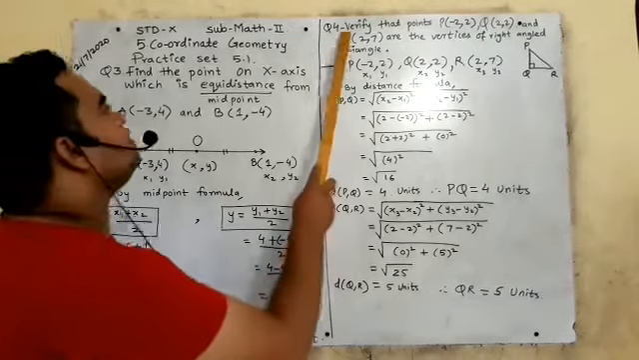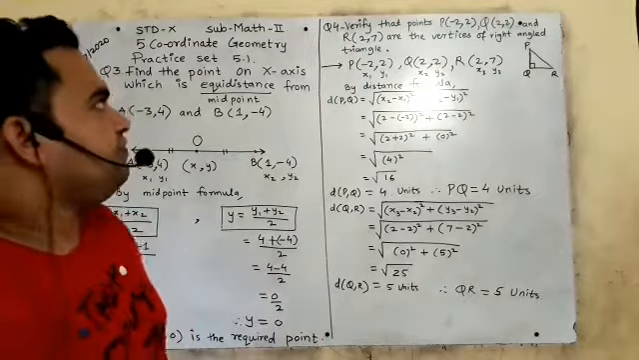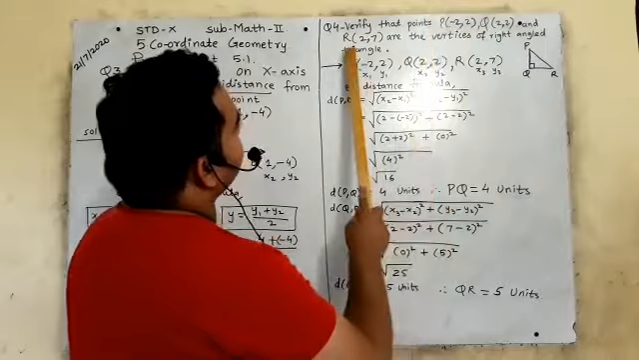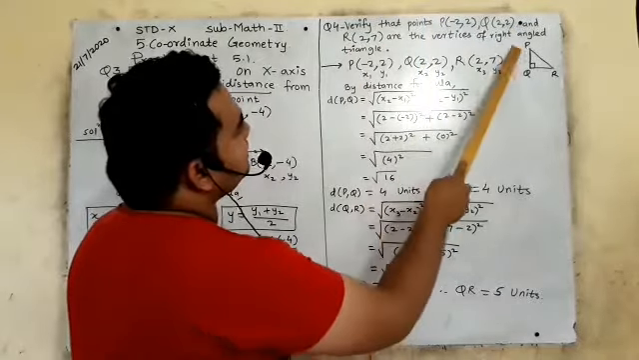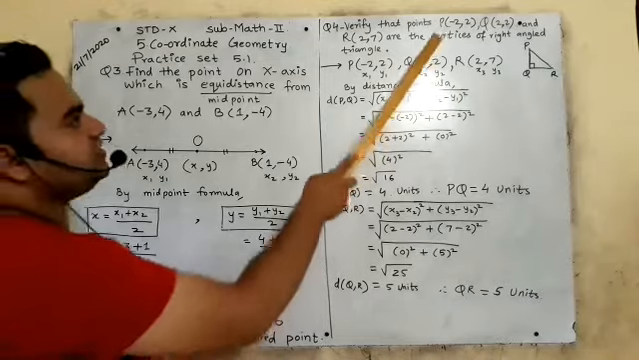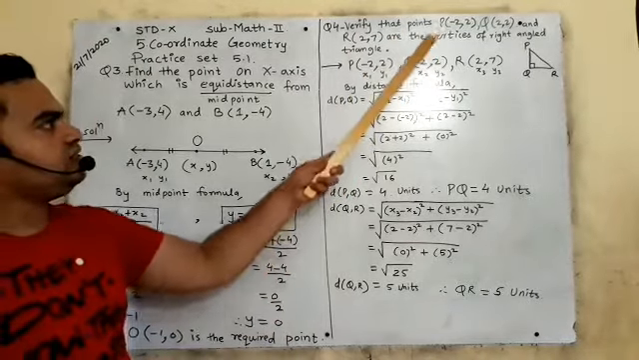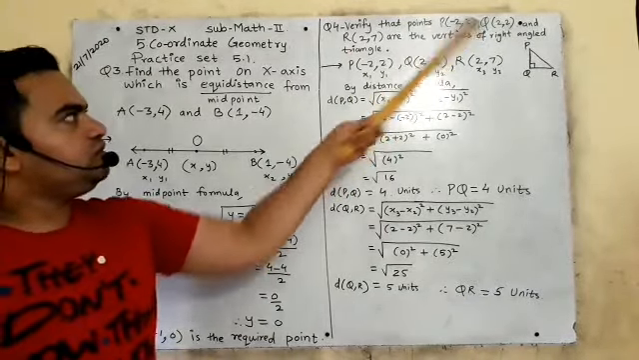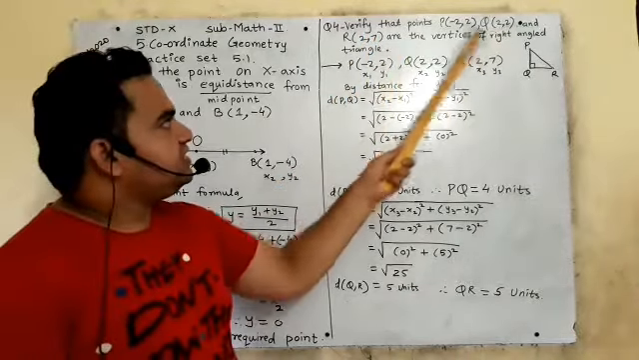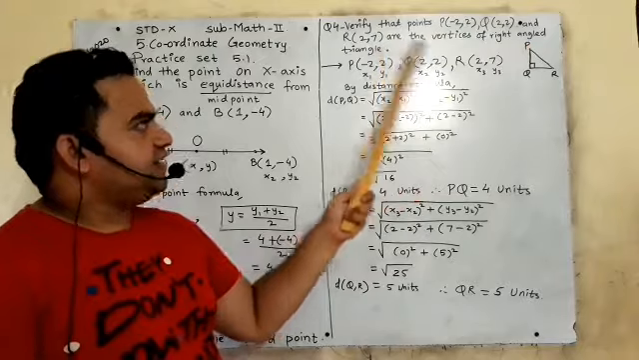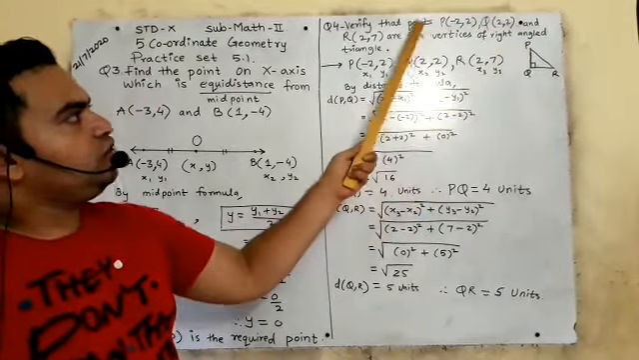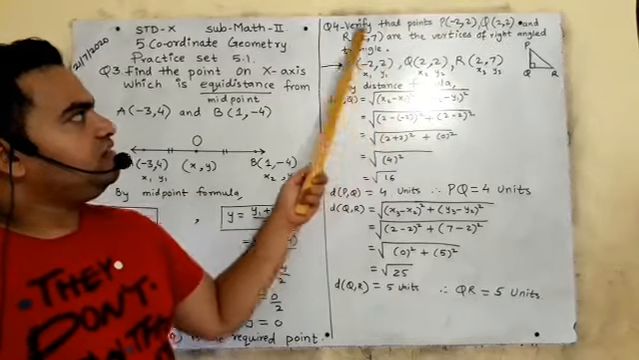Now pay attention here, question number 4. Verify that points P coordinates, Q coordinates, R coordinates are the vertices of the right angle triangle. It means 3 points are given to you. Students, please pay attention. P is having 2, Q is having 2 and R is also having 2. And we have to prove that these are the vertices of a right angle triangle. Can you see over here what is a right angle triangle? See, I have named them according to the points given in the question.